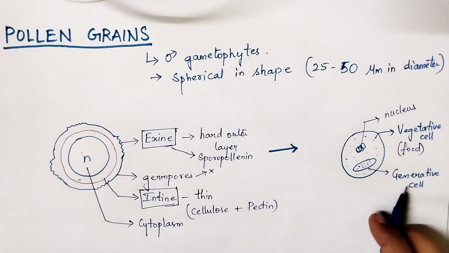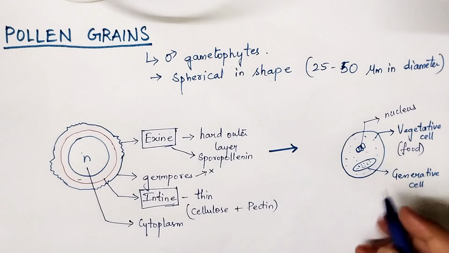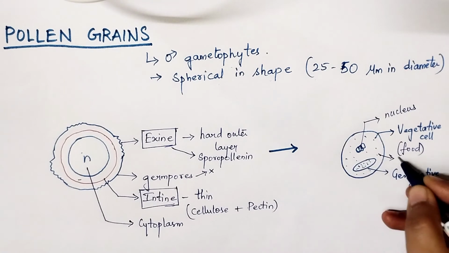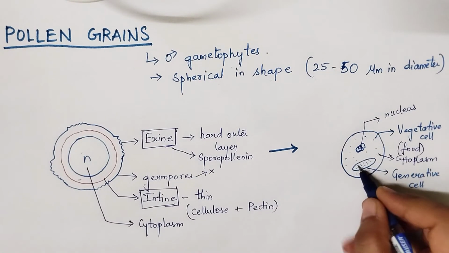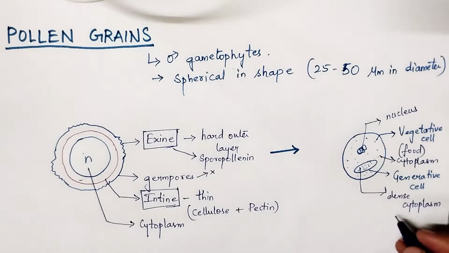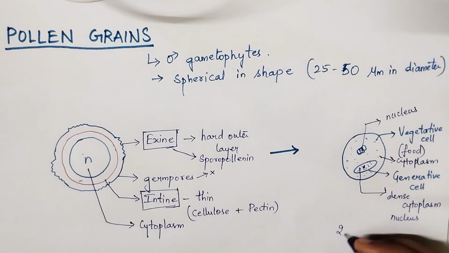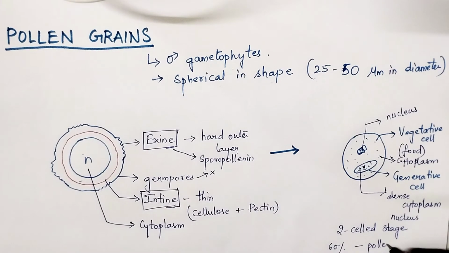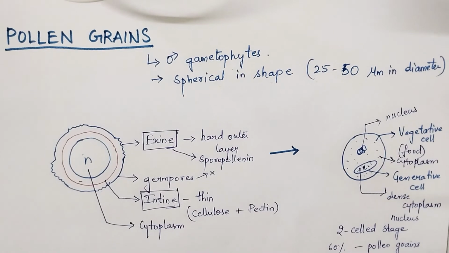Now, the generative cells are smaller compared to the vegetative cell, and they float in the cytoplasm of the vegetative cell. This is the cytoplasm here. It is very small, spindle shaped, and has a dense cytoplasm and a nucleus. Now this stage is called the two-celled stage, where 60% of angiosperms shed the pollen grains, whereas the other 40% enter a three-celled stage.